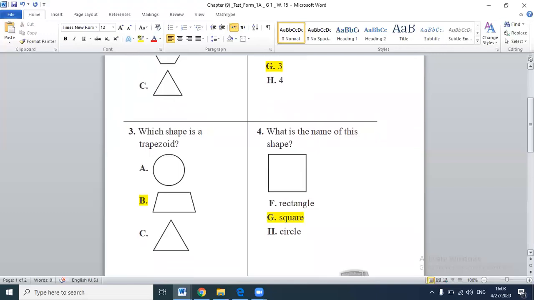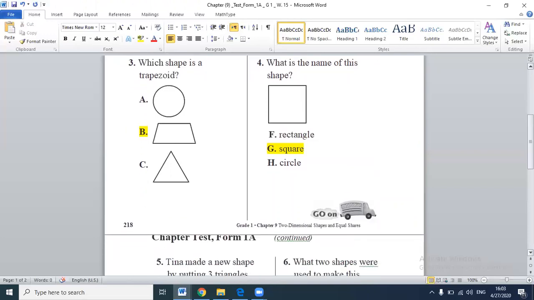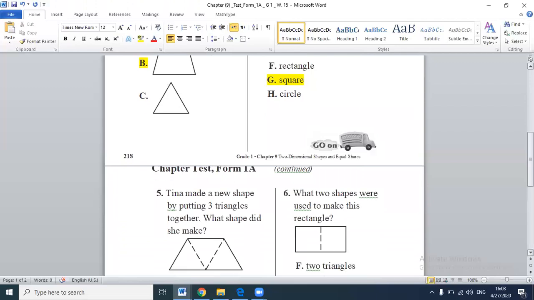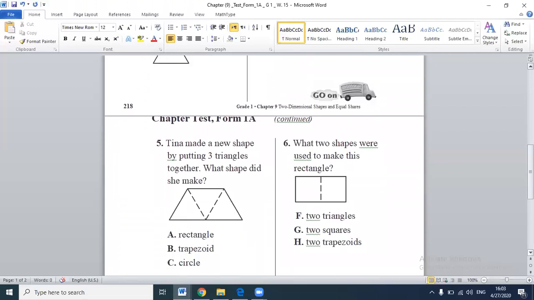Next. The second page is page number two. Number five. Tina made a new shape by putting three triangles together. What shape did she make? Triangle. Okay, wait, my friend. Trapezoid. Yes, trapezoid. Excellent.